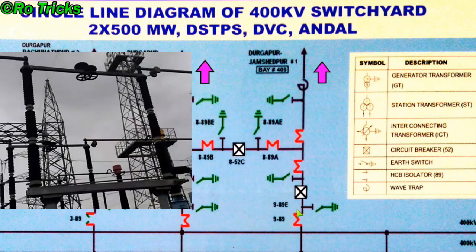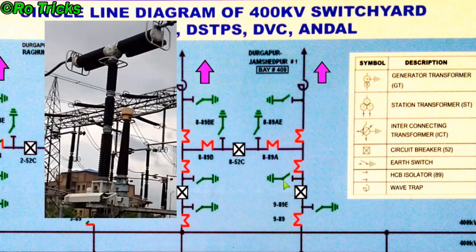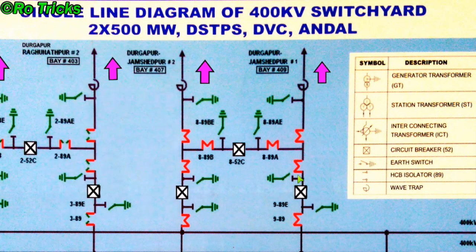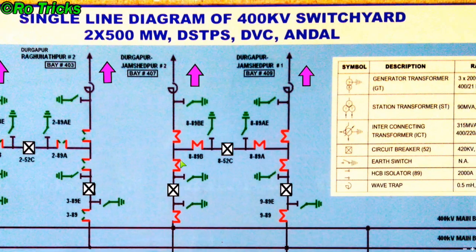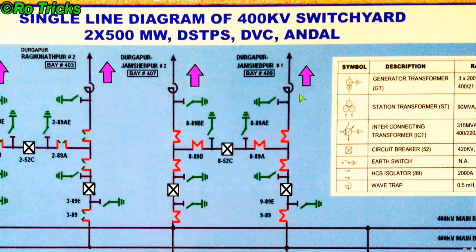Now let me explain this bay which withdraws the power from the bus bar. There is an isolator, and then an earth switch. After that we have a circuit breaker, then again an earth switch, then an isolator, and then there is an interconnection between these 2 lines, and then an isolator, then an earth switch, and then the wave trap.